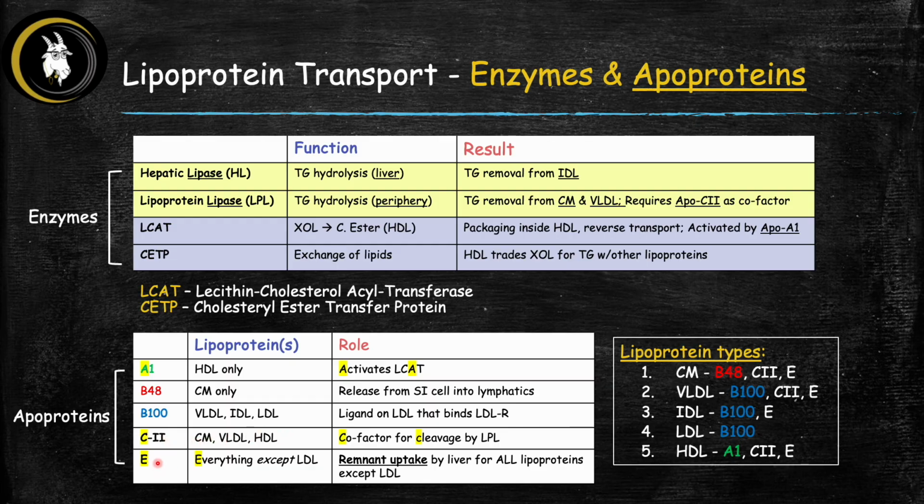And then the last one is ApoE. Remember, E for everything except for LDL. So ApoE is important because it's on all the other lipoproteins, and the main function of it is that it allows uptake of their remnants by the liver. So it allows the liver to clear the remnants of all the other lipoproteins except for LDL, because LDL uses B100 binding to the LDL receptor to be taken up. Everything else uses ApoE.